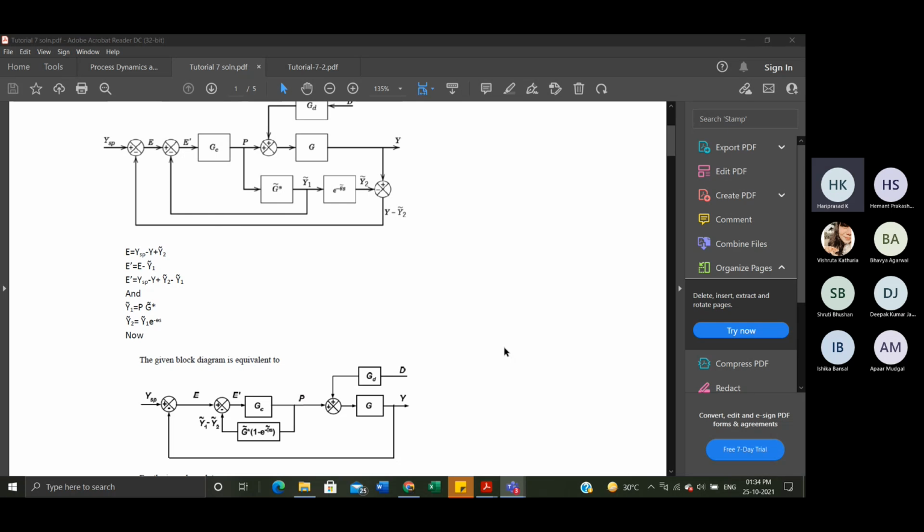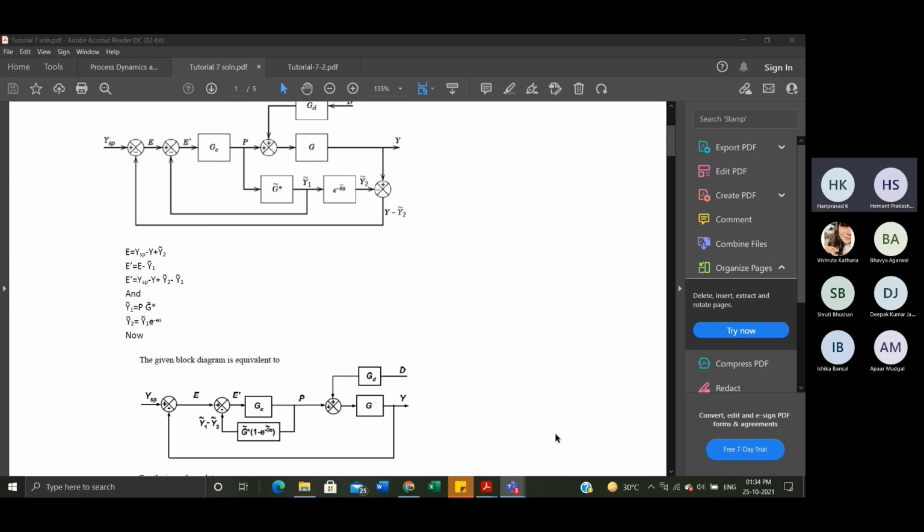Okay, so now to answer Hemant's question, my answer is it has to be E only. Why? Because we have not changed anything. We have only sequenced it. So if you look at what is going inside E prime now, it is E minus y1 tilde plus y2 tilde. Agreed? Sir, E prime is okay, but if I compare both E, in the first case, E is YSP minus Y minus Y2 prime, and in the second case, it is YSP minus Y. The both are not the same.